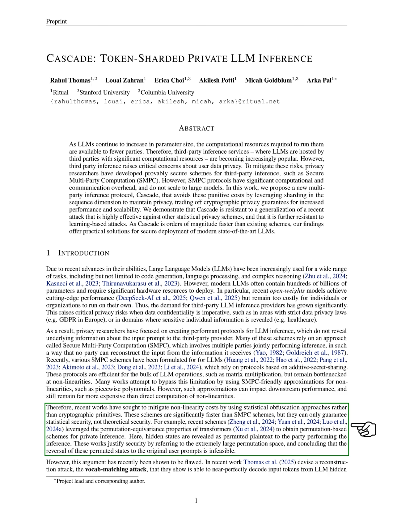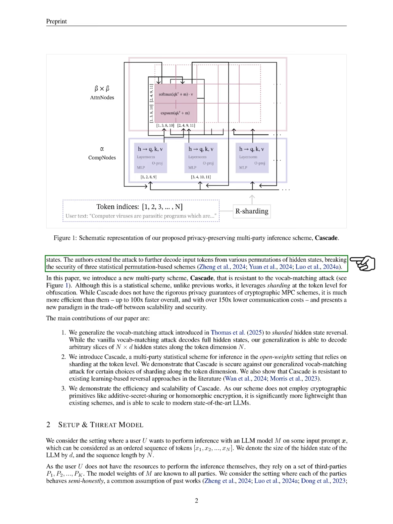For instance, some recent approaches have used the properties of transformers to create permutation-based schemes for private inference, where hidden states are shared as permuted data. However, this method has been challenged by a new attack that can decode input tokens from these hidden states, undermining the security of several permutation-based schemes.